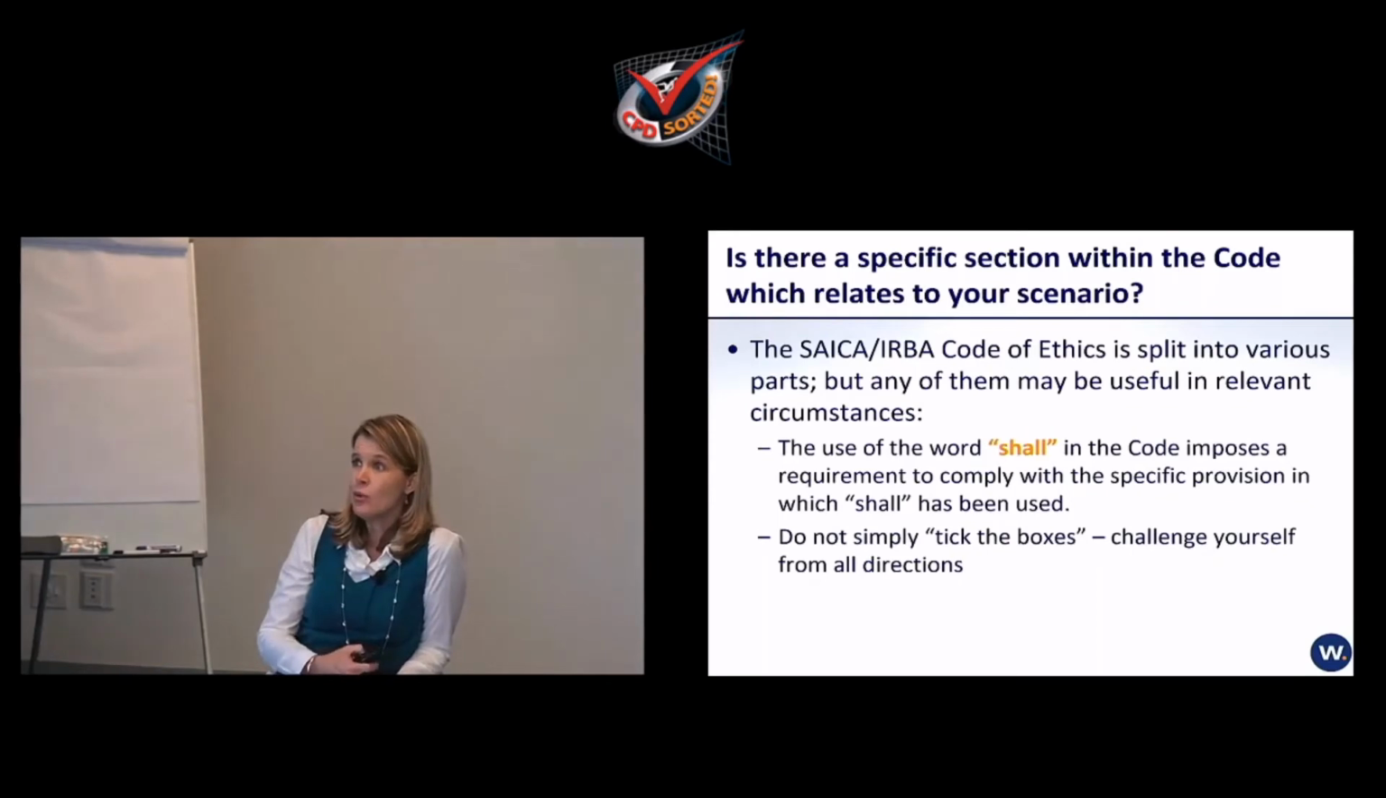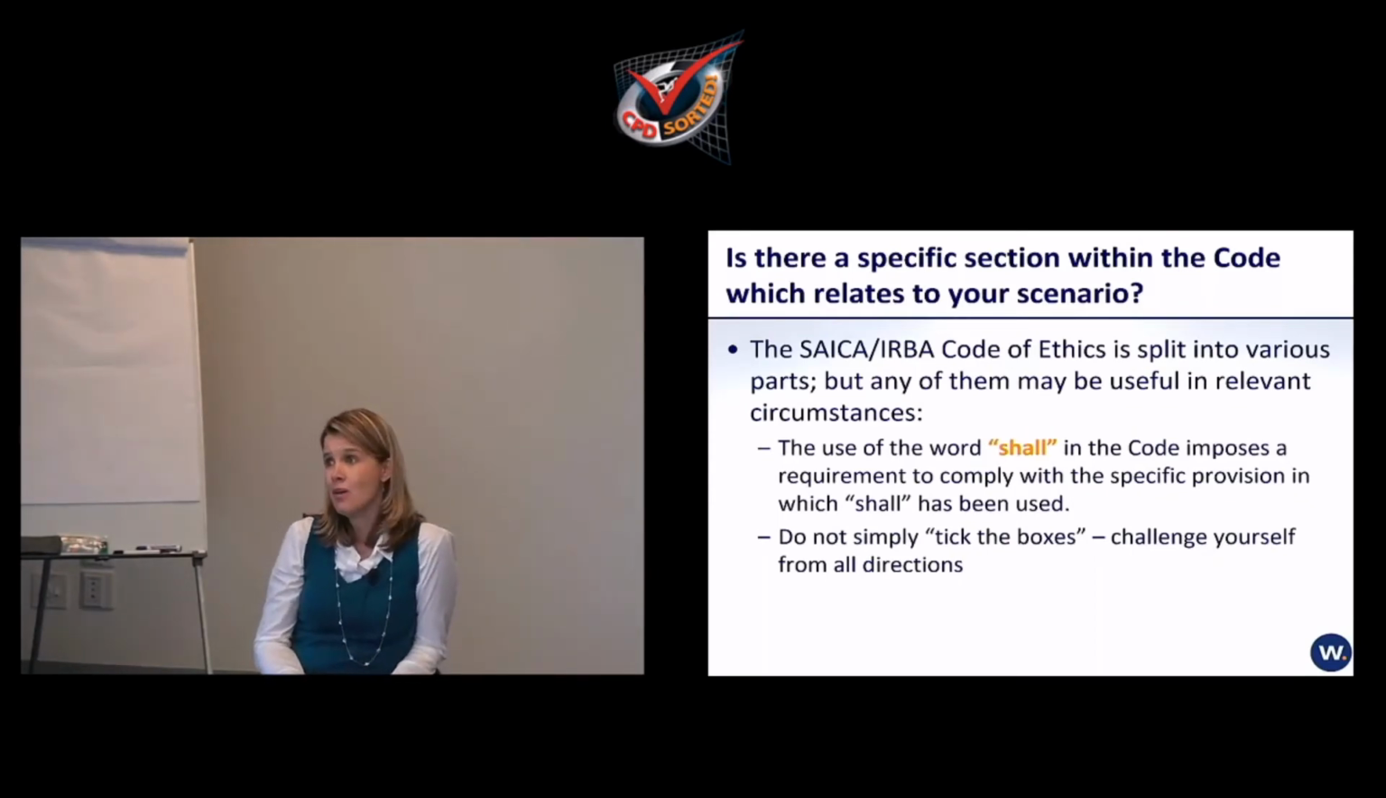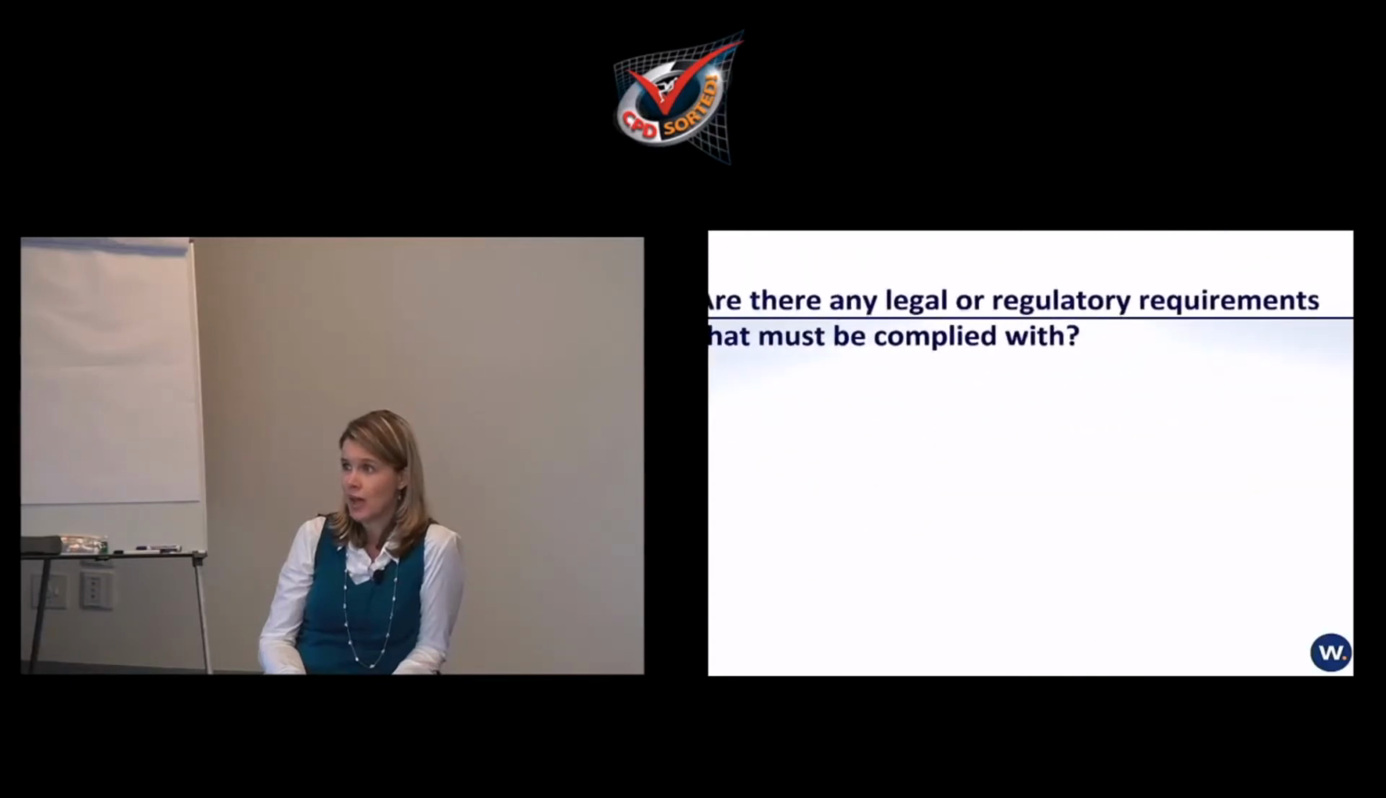Okay, so you do have codes to comply with. The SAICA and IRBA Code of Ethics. This is, again, not a checkbox, and the "shall" implies that you will do that.